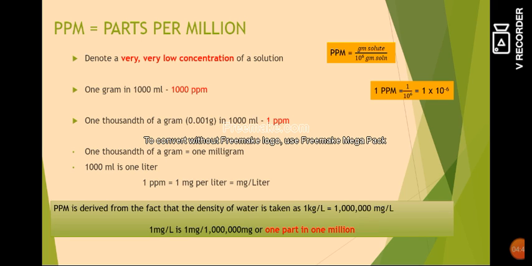We know 1000th of a gram is equal to 1 milligram, and also 1000 milliliter is equal to 1 liter. In that way, 1 ppm can be expressed as 1 milligram per liter. ppm is derived from the fact that the density of water is taken as 1 kilogram per liter, that is equal to 10 to the power of 6 milligram per liter. 1 milligram per liter is 1 milligram divided by 10 to the power of 6 milligram, which is equal to 1 part in 1 million.